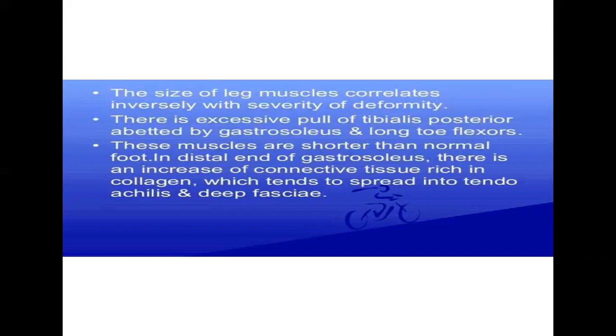The size of leg muscles correlates inversely with the severity of deformity. There is excessive pull of tibialis posterior, opposed by gastrosoleus and long toe flexors. These muscles are shorter than normal. In the distal end of gastrosoleus, there is an increase of connective tissue rich in collagen, which tends to spread into the tendo-Achilles and deep fascia.